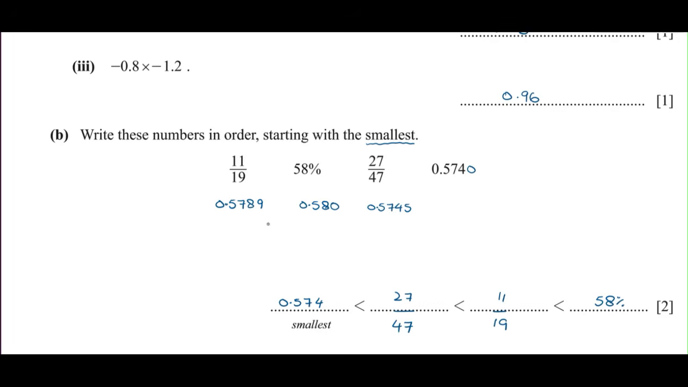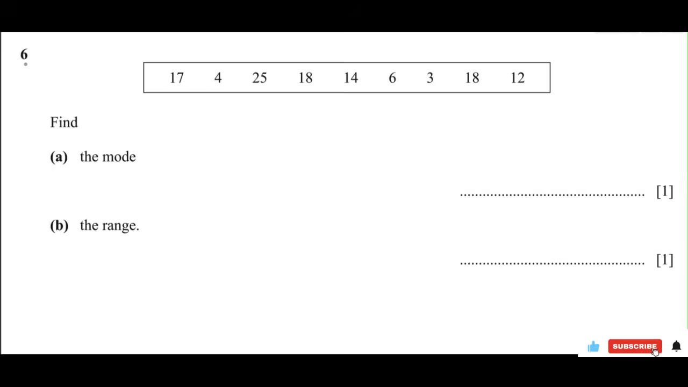So you need to figure out the decimal representation of all the fractions and the percentages, and then you can easily figure out which one is smallest and which one is largest. Question number 6, find part A, the mode. Mode is the most repeated frequency or the most repeated value, right? So the most repeated value.